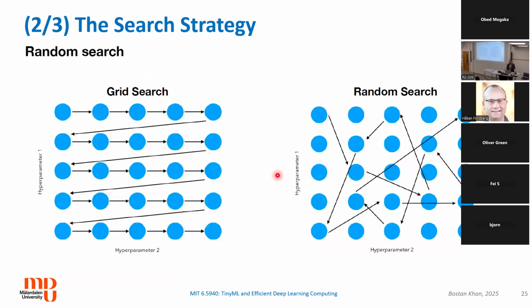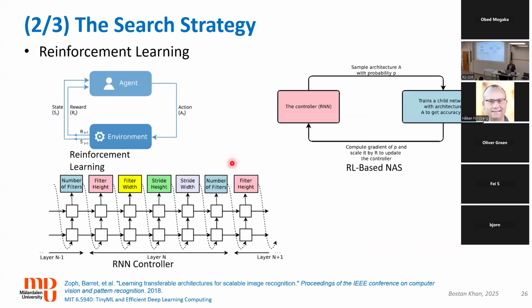Then we have the random search. Instead of doing the grid search way, we randomly take subnets from the search space. If you are talking about our supernet, we take them randomly and then try to see which model performs better in this case.